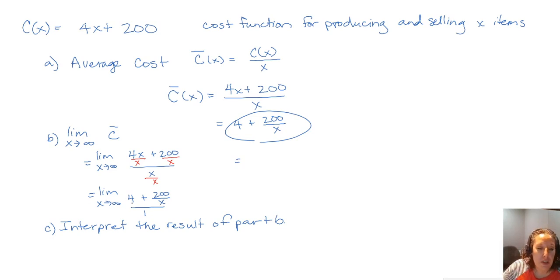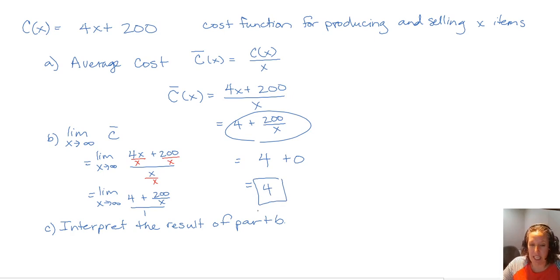So as x goes to infinity, we still just get 4 for that first term, but as x gets bigger and bigger, 200 divided by x is going to get smaller and smaller. If x is 1,000, 200 over 1,000 is less than 1, and the bigger that x is, the smaller that gets. In fact, the closer it's going to get to 0, and so we just get 4 as our limit as x approaches infinity for our average cost.